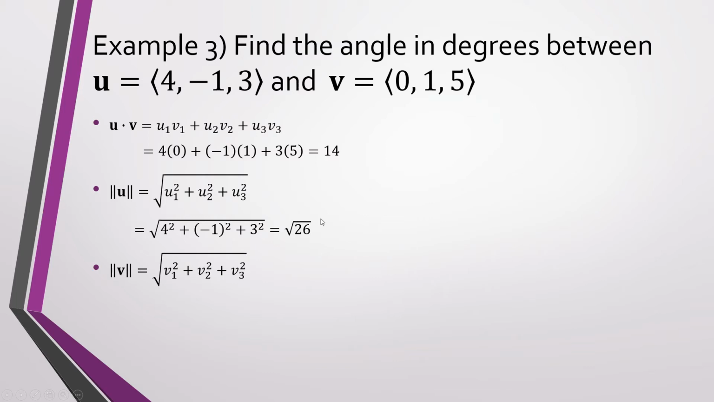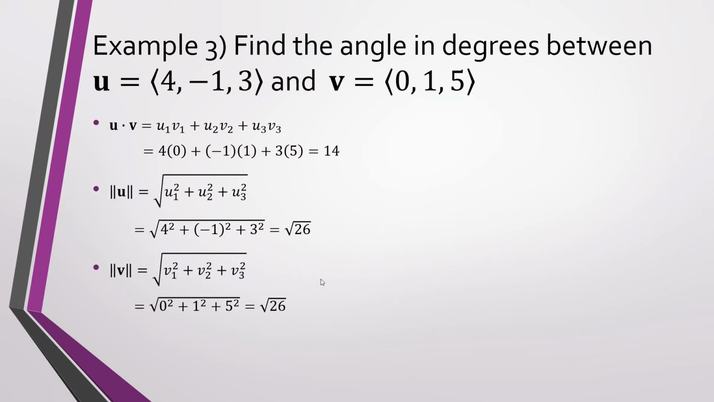For vector v, we find its magnitude, so 0 squared plus 1 squared plus 5 squared. Well, 0 squared is 0, 1 squared is 1, and 5 squared is 25. 0 plus 1 plus 25 gives us 26. So the magnitude of vector v is also the square root of 26. Now, it won't always work out that the two vectors have the same magnitude. It just happened to happen in this case.